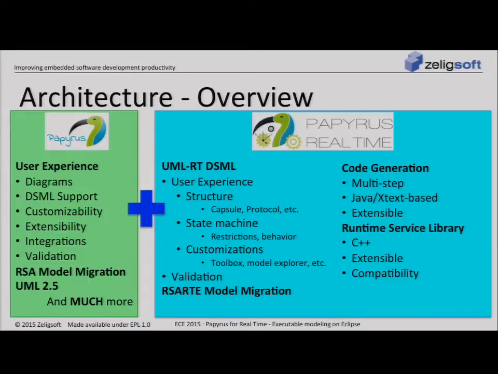So we have things like structure. In UML-RT, the structure is always through what we call capsules, which are basically composite structures. All the communication between capsules is done through protocols. So ports that are typed with protocols, the protocol deciding what a capsule can receive and send. And we have all the customization around that for the toolboxes, the model explorer, and so forth, in order to have something that really represents more a UML-RT model than a basic UML model.